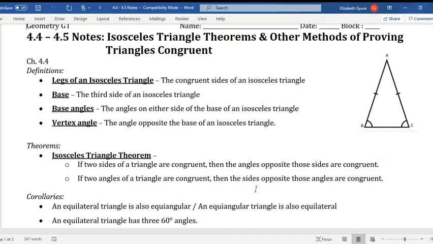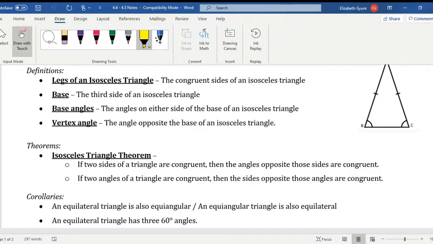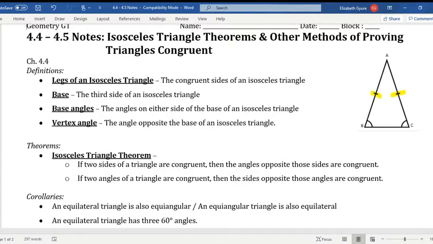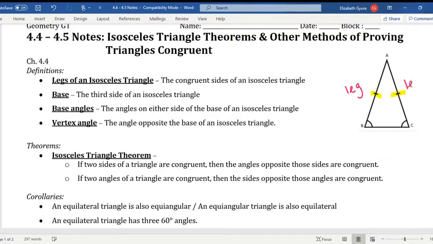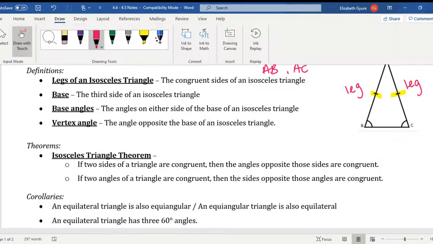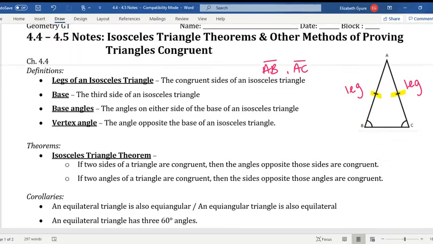So, the legs of an isosceles triangle, those are the congruent sides of an isosceles triangle. So the two sides that are congruent, those are called the legs. So that's a leg, and that's a leg. So in this situation, that would be segment AB and segment AC. Those are the legs. Then you have the base. The base is just simply the third side. Nothing really special about it. Okay, that is the base. That's BC.